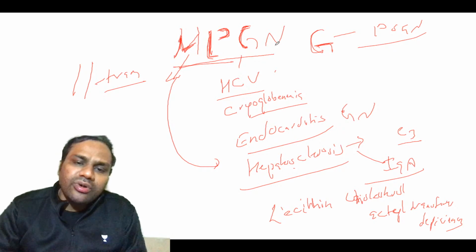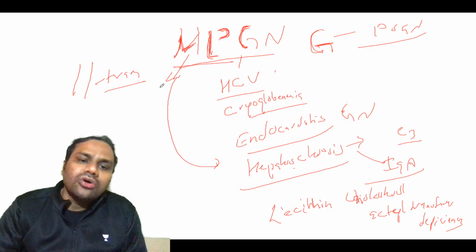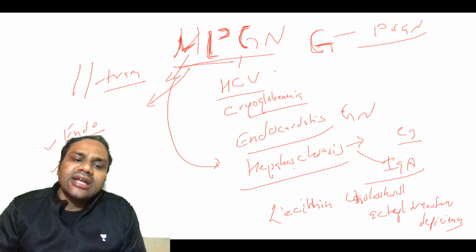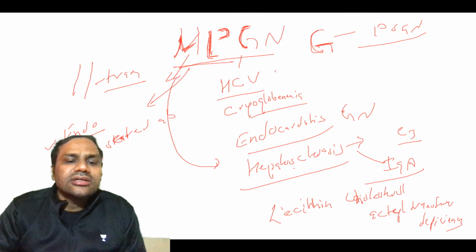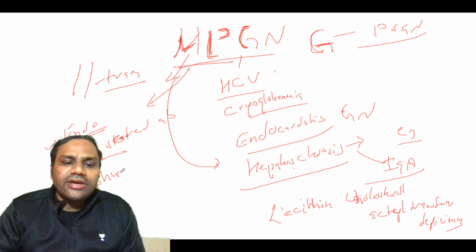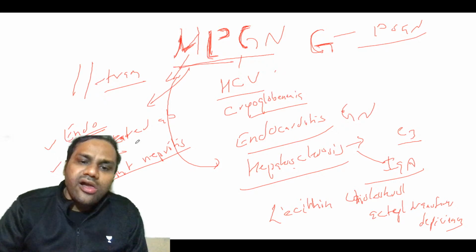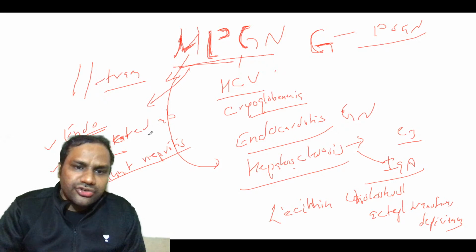So most importantly, whenever I talk about MPGN, you need to remember endocarditis associated glomerulonephritis, deep-seated abscess, and endocarditis is deep-seated abscess, okay. And basically shunt nephritis. So these are mostly associated with MPGN, okay. This is another important thing which you need to remember.